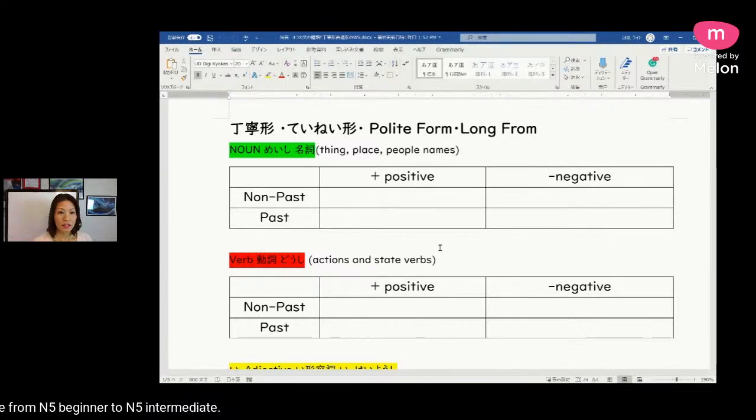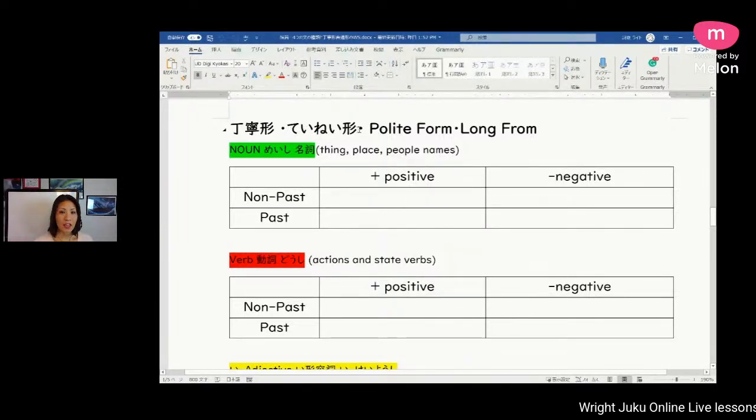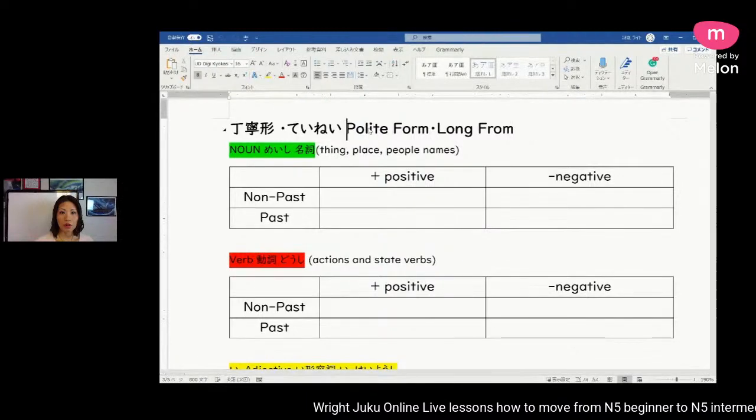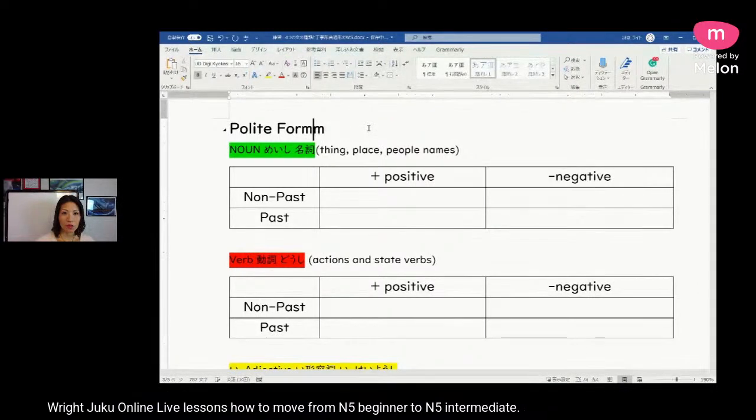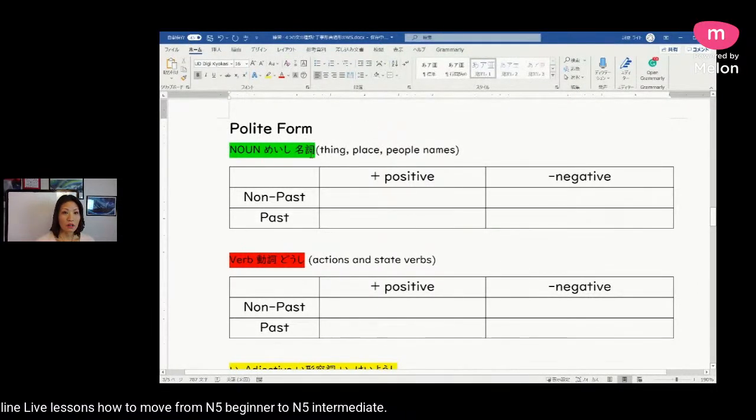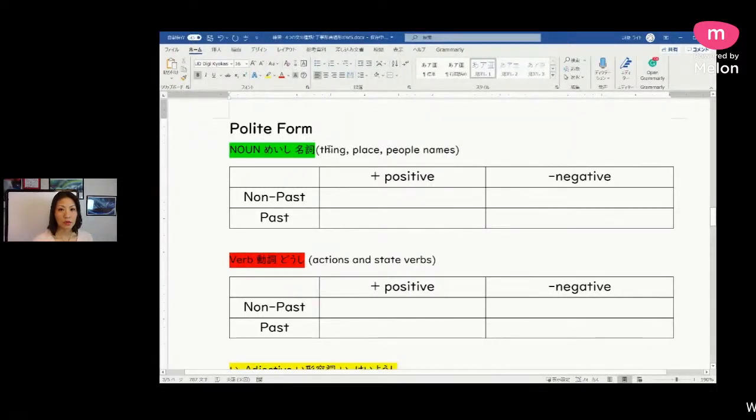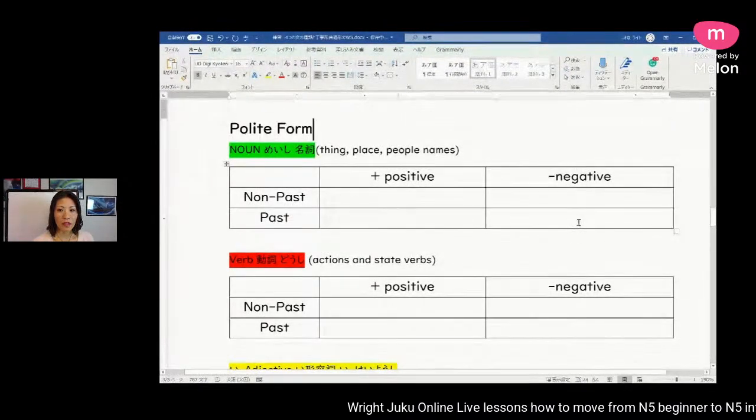Okay? では, let's start. So on your paper, write the title. This page will be only the 丁寧形. You can choose whatever grammar term you use. For me, I go with polite form. The title is polite form. The first thing we are going to organize is the noun sentence. Noun or 名詞. 名詞 is things, places, people's names. Then we're going to organize non-past sentences positive and negative, and past tense positive and negative.